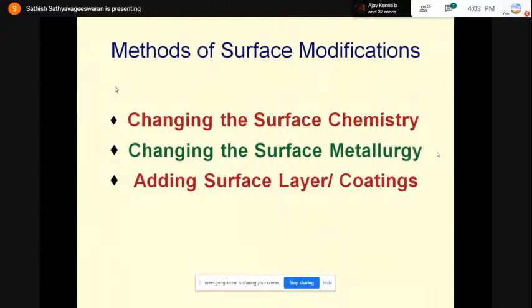If we go for the third criteria, basically these are the three methods by which you go about modifying the surface.